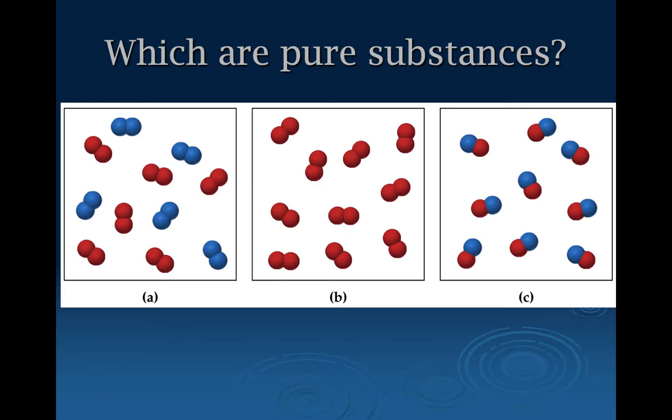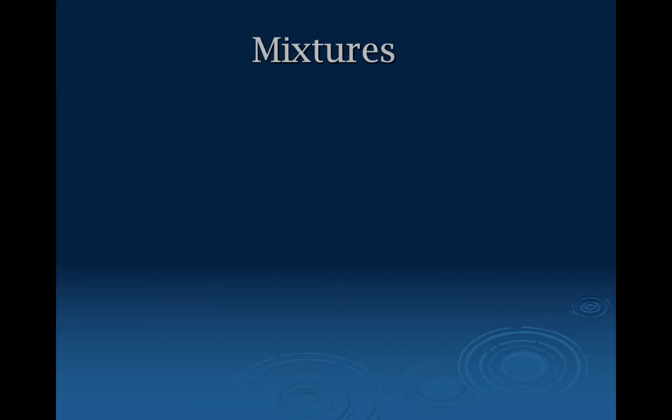All right. Answer. A is not a pure substance because we have a mixture of the blues and the reds, and they're separate, so we would call that a mixture. B is a pure substance because all we have are the reds. And then C, yes, is a pure substance also because everything in C is a blue bonded to a red. So B and C are the pure substances. And that leads us to the A picture, a mixture.